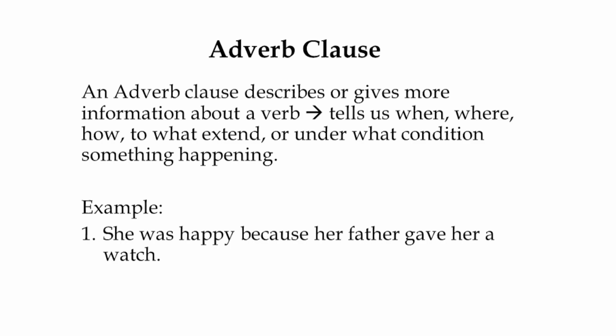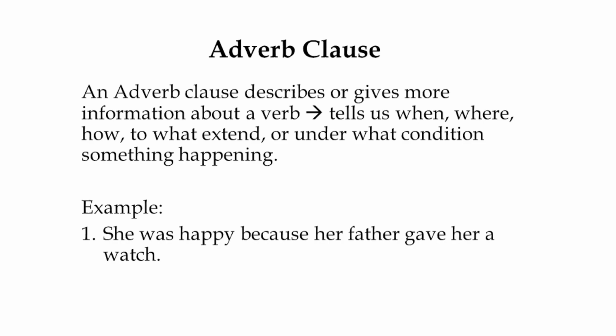Example, she was happy because her father gave her a watch. Here, she was happy. Was, be form of verb. Happy, main verb. Yes, here happy is the verb. Okay. Happy. Then her father gave her a watch. Why is she happy? Because her father gave her a watch.